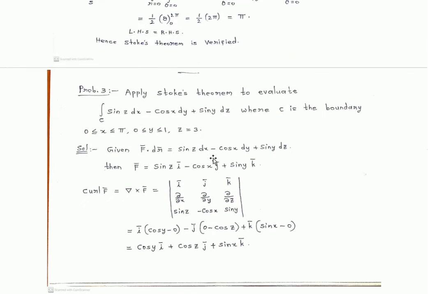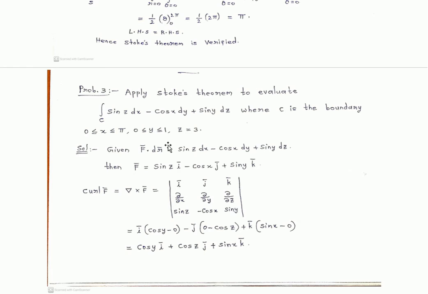Let us go to one more problem. Apply Stokes theorem to evaluate integral c sin z dx minus cos x dy plus sin y dz, where c is the boundary 0 less than x less than pi, 0 less than y less than or equal to 1, z equal to 3. Here, according to Stokes theorem, LHS value is a line integral, RHS value is a surface integral. We convert this line integral to a surface integral, and we calculate the line integral value very easily.